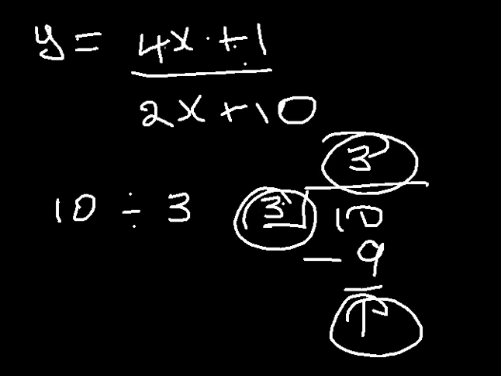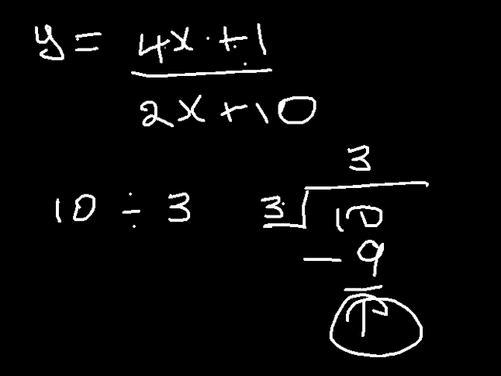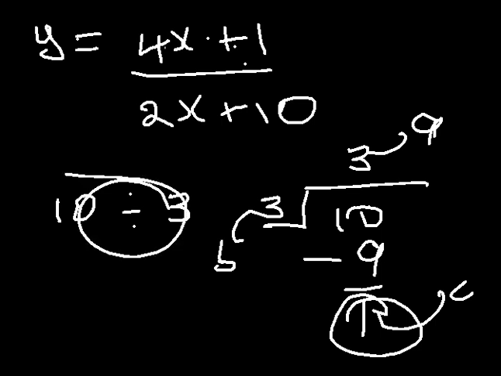Let's say this is the case. Let me call this one A. Let's say this is B, and let's say this is given as C. So now at the end of the day, having 10 divided by 3, let me have it this way.